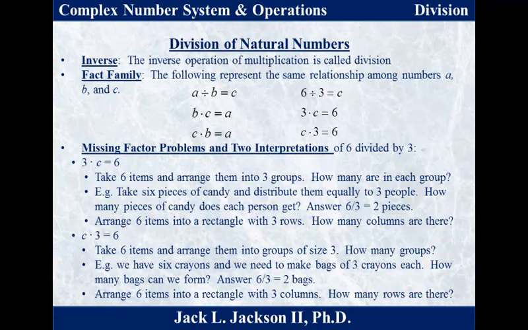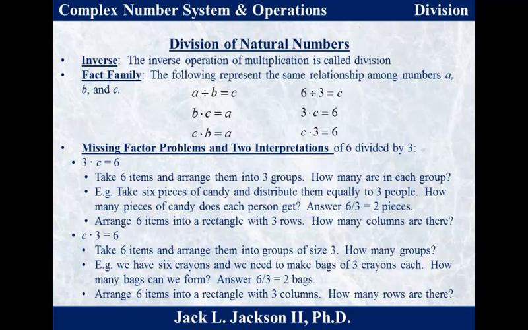And so we have a fact family like this. If we say A divided by B equals C, then that's the same thing as saying B times C equals A, or C times B equals A. So in other words, if 6 divided by 3 is C, then 3 times C equals 6, and C times 3 equals 6. So what's C? Oh, of course, the C is 2 here.